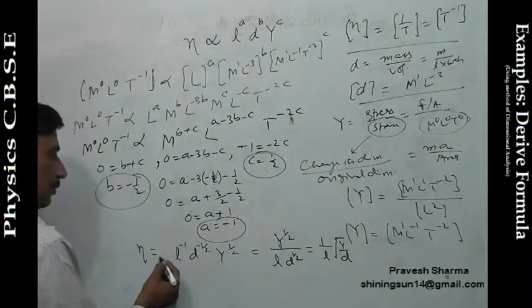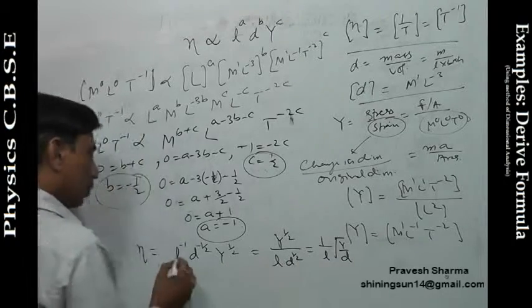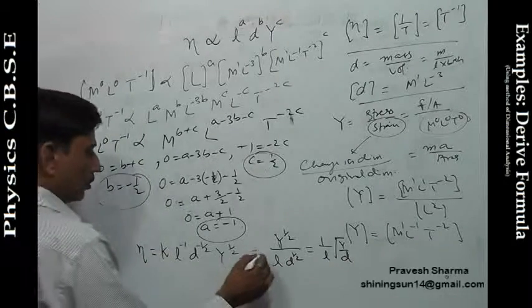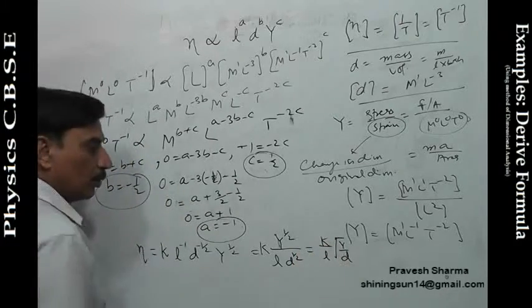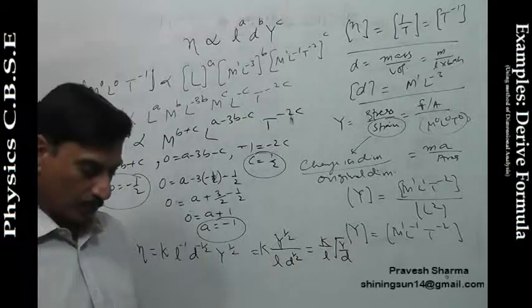Now I have written an equality sign, so there should be a constant of proportionality. So I can write it as A by L root Y by D. That is the required formula.